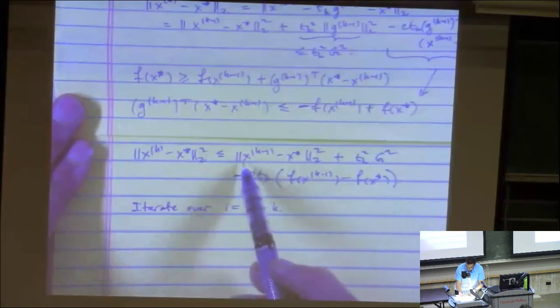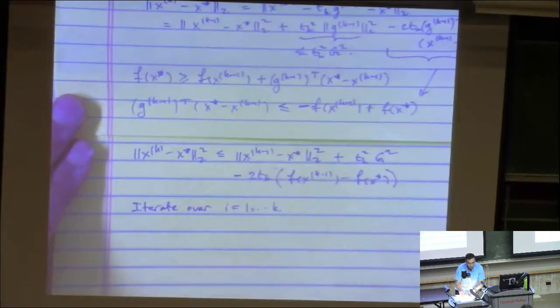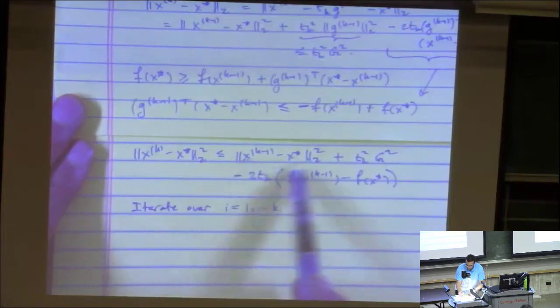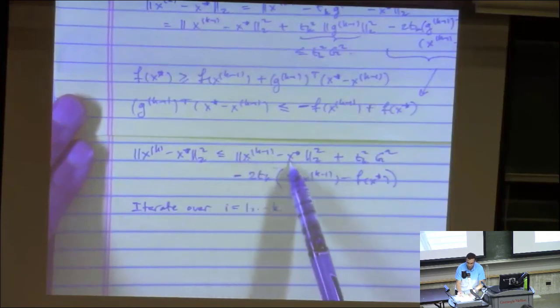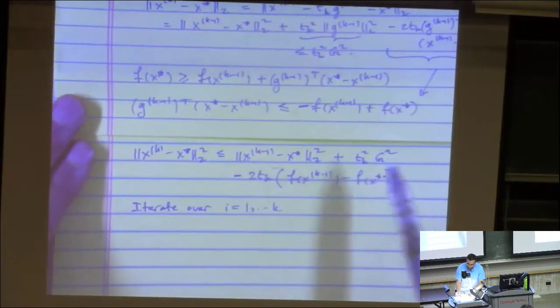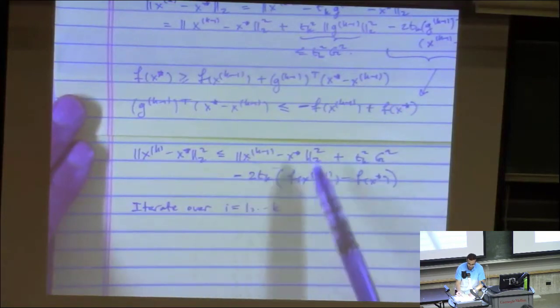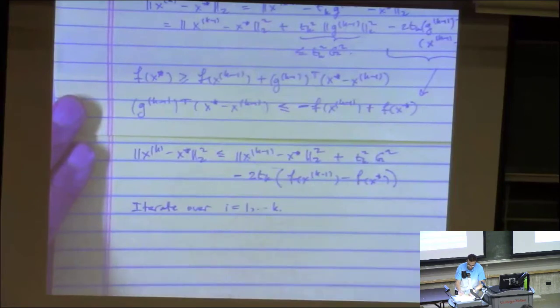By which I mean I'm going to produce the same upper bound on this. Analogously, at the k minus first iteration, this is upper bounded by the distance between x_{k-2} and x star squared plus t_{k-1} squared times g squared minus 2 t_{k-1} times the difference in criterion values. And I'm going to upper bound the distance between x_{k-2} and x star in that by the same upper bound. So that's what I mean by iterate this inequality.